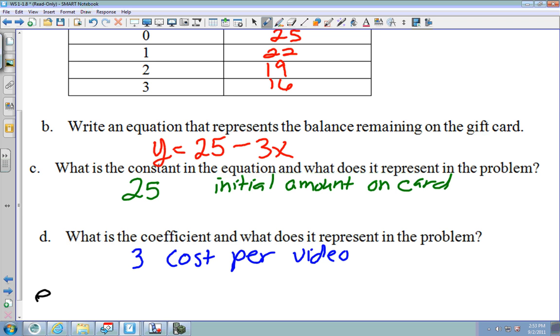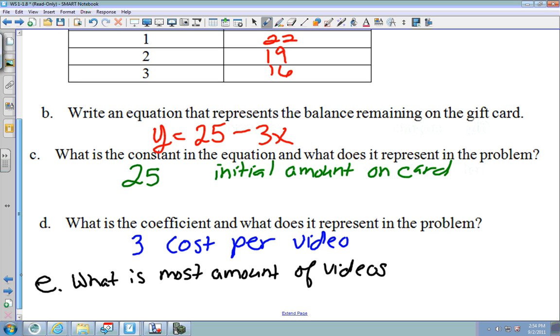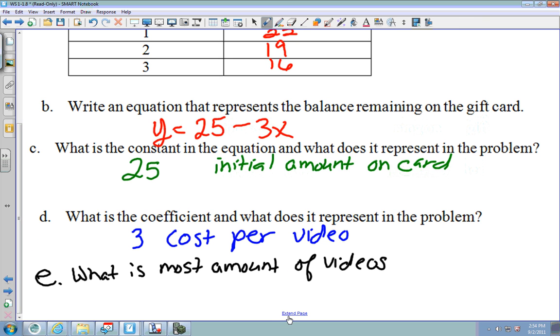Let me add something in there. Let's do an E right here. What's the most amount of videos you could rent with this card? What is the most amount of videos that you could pay for with just this card? Okay, well, there's a couple ways to do that. Let me see if I can move this down a little bit, get some more room.